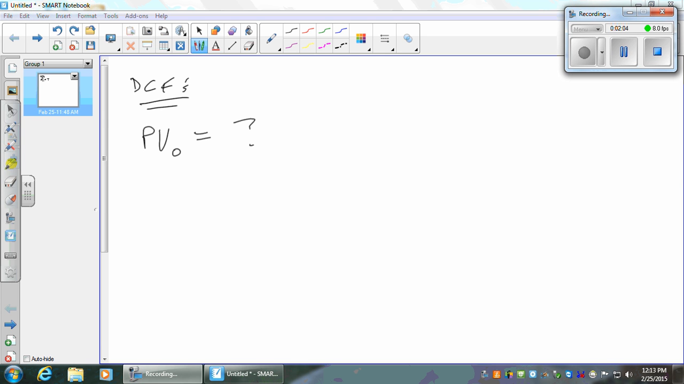Okay, I wrote down PV equals question mark. That's what we're solving for here, right? The value of the stock. What do you need to know to calculate a present value? What things? Interest rate. Okay. What are we going to use for the interest rate here?